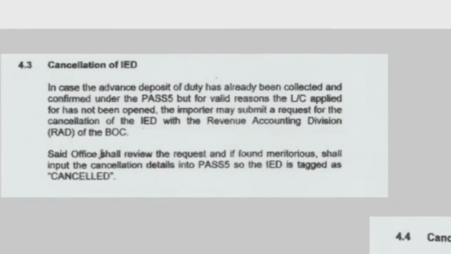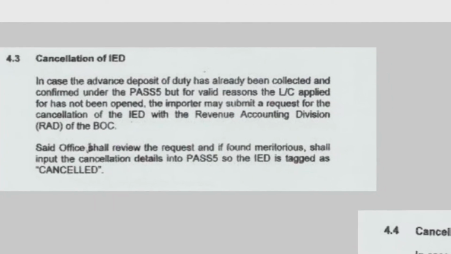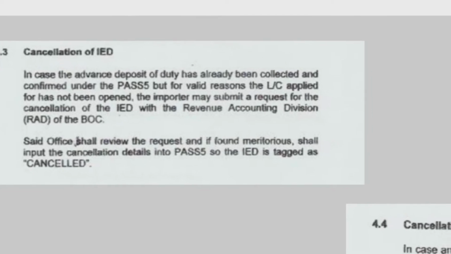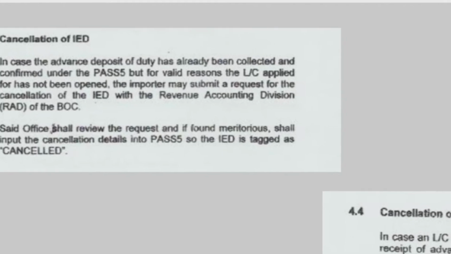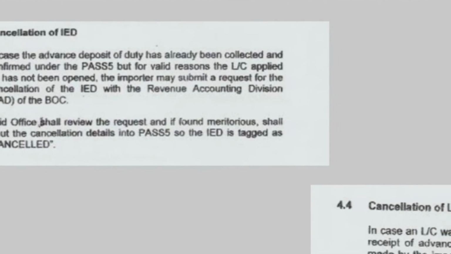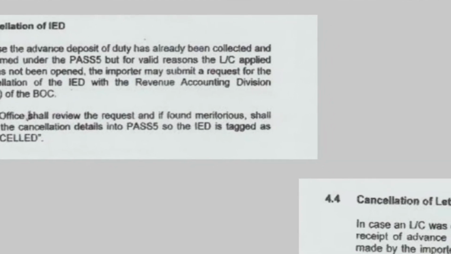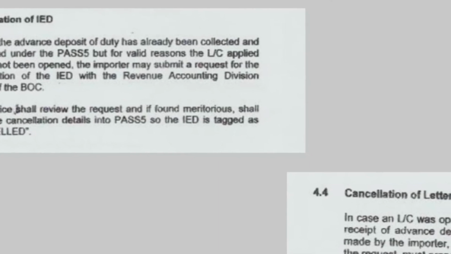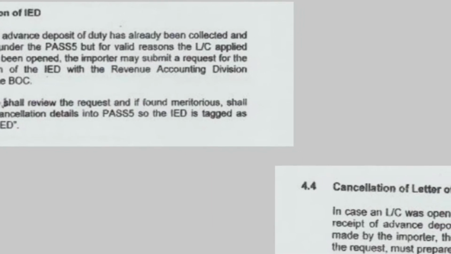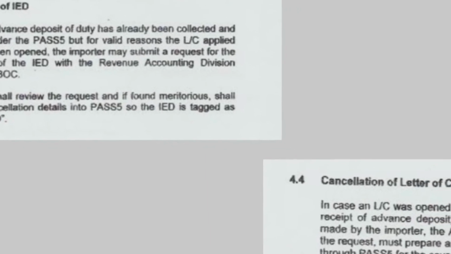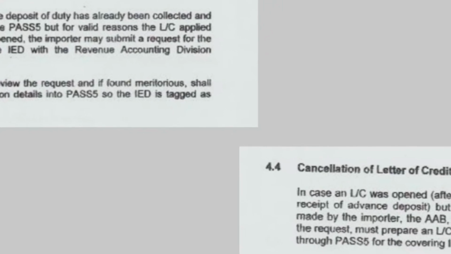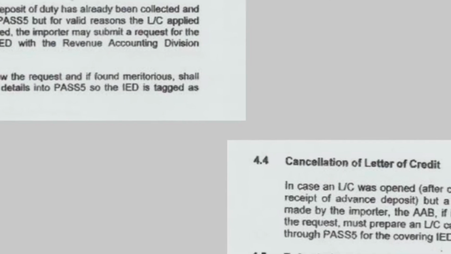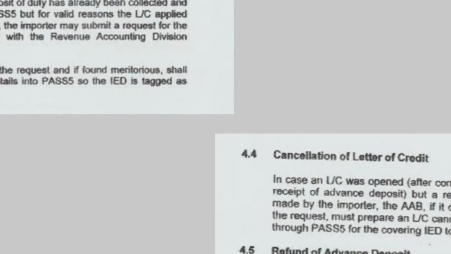Cancellation of IED. In case the advance deposit of duty has already been collected and confirmed under the PASS5, but for valid reasons the LC applied for has not been opened, the importer may submit a request for the cancellation of the IED with the Revenue Accounting Division of the BOC. Said office shall review the request, and if found meritorious, shall input the cancellation details into PASS5 so the IED is tagged as cancelled.